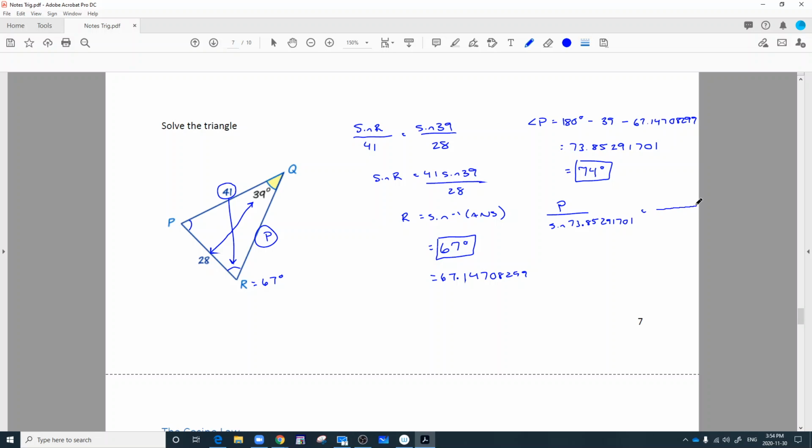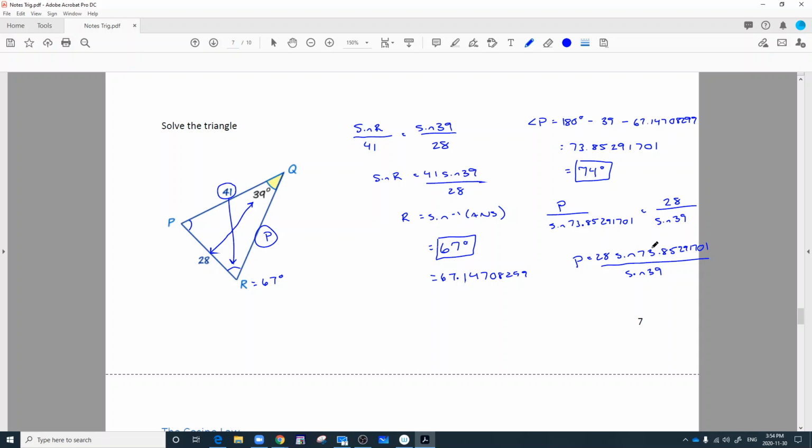So I'm going to use the 73.85291701, which is across from, now always use the one that you were given, so 28, just like 28 is across from the sine of 39. So again, to solve this, I'm trying to solve for P, so I'm going to multiply both sides by this. So P is going to equal 28 times the sine of 73.85291701 divided by the sine of 39. So again, maybe you still have that 73 degrees answer in your calculator. Maybe you stored it as A or stored it as B, but we're going to use it again.